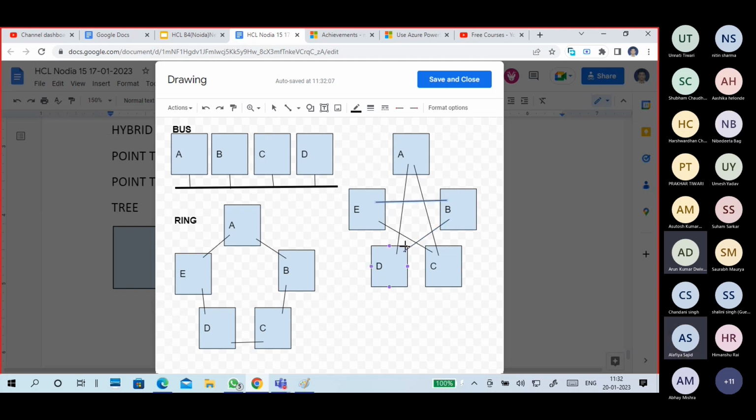Star. Star topology. Very good. Okay, so when we see a star, automatically we think it is a star topology, but it is not a star topology. It is a mesh topology.